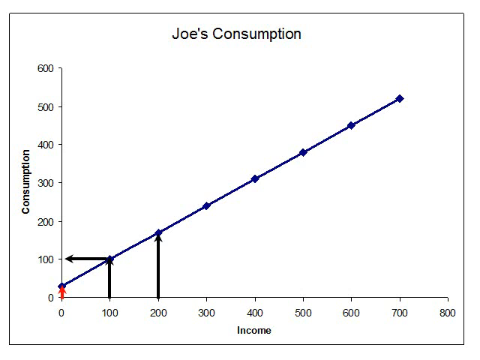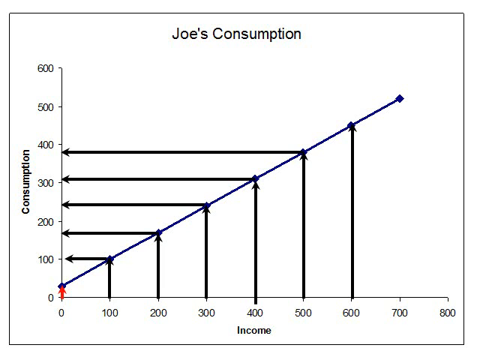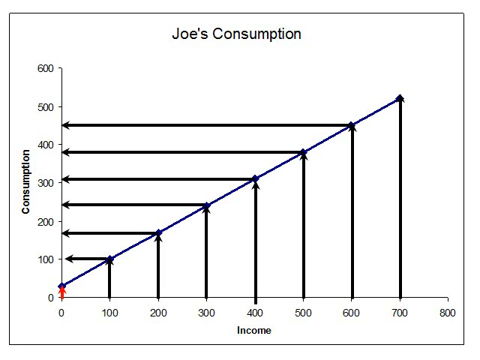When his income grows to $200, he consumes $170 worth of goods and services. When Joe's income is $300, he consumes $240 worth of goods and services. When Joe's income is $400, he consumes $310. When Joe's income is $500, he consumes $380. When Joe's income is $600, he consumes $450. When Joe's income is $700, he consumes $520 worth of goods and services.